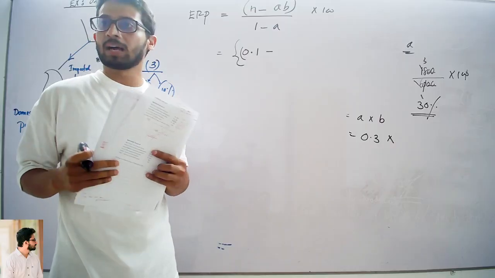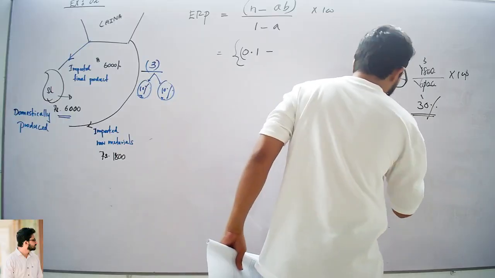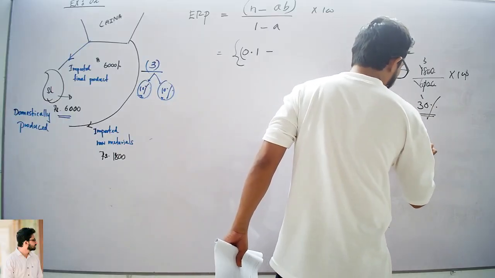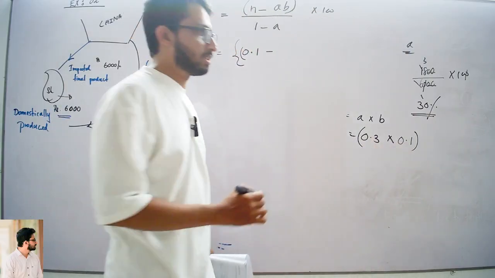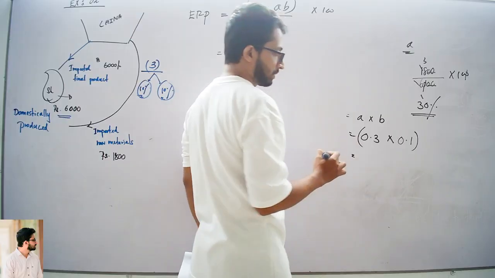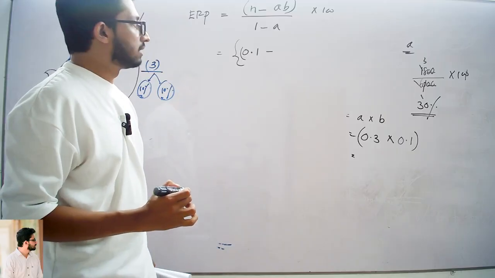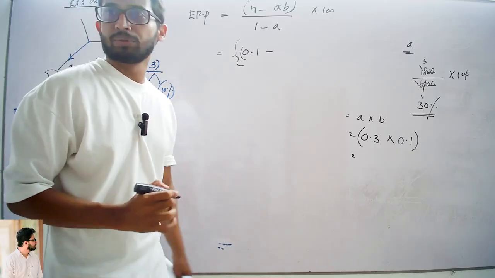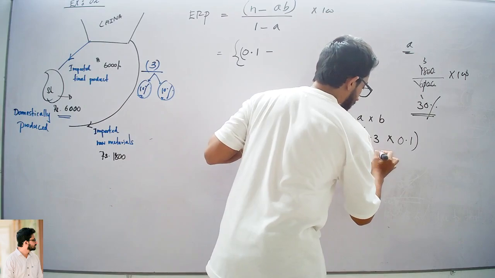Here you can see the government has imposed the same percentage of tariff on imported inputs as well. 10% means 0.1. 0.3 into 0.1. How much is the value? Can you tell me? 0.3 into 0.1. Could I use a calculator and tell me? 0.03, sir. 0.03.